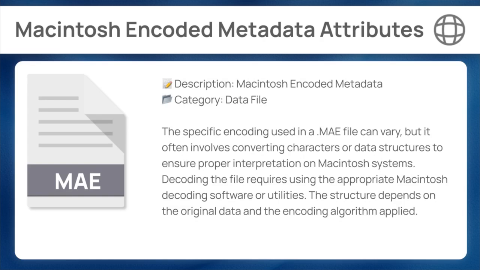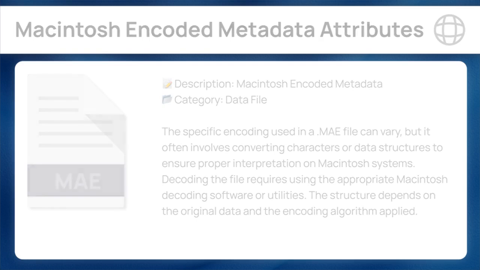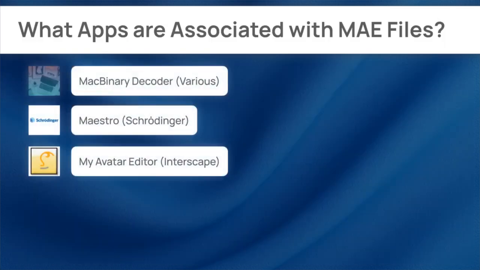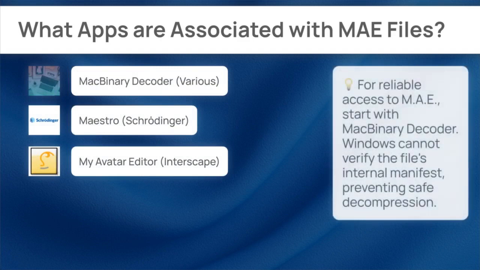Decoding the file requires using the appropriate Macintosh decoding software or utilities. The structure depends on the original data and the encoding algorithm applied. If MAE supports multiple readers, McBinary Decoder is a solid starting point. The specific compression standard used by this file is not recognized by native Windows software. Windows can identify the file but not its underlying structure, so compatible tools must be used.